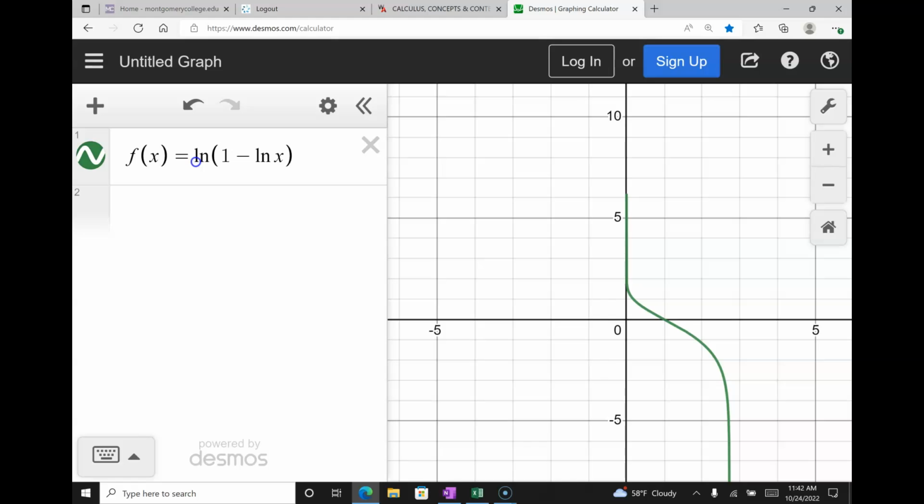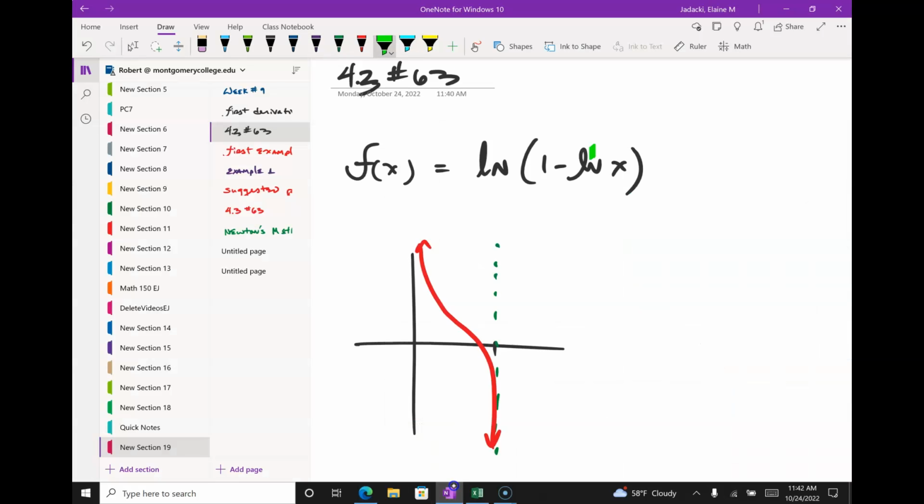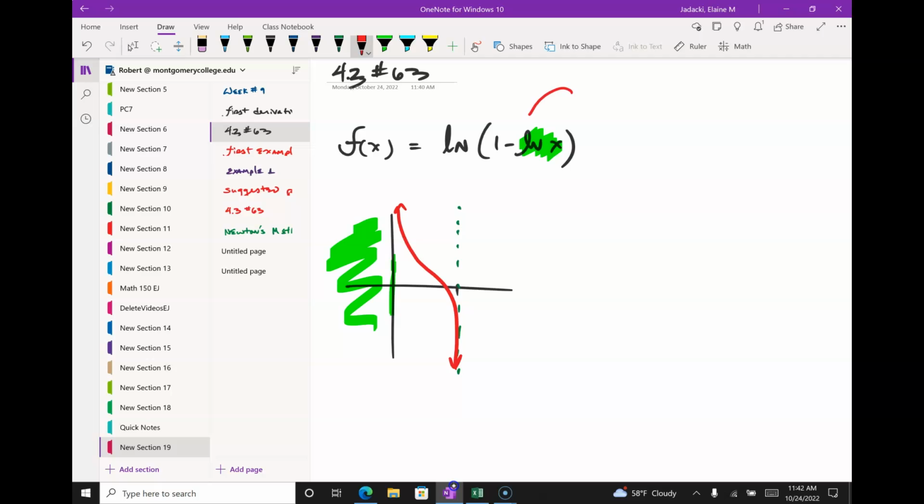And so you can certainly see issues with the domain just with the ln of x. I can't put in a negative or a 0, right? So everything over here is out, including the axis, right? I can't put in negatives or 0 into that ln of x. But that's also true inside, right? So I must know that 1 minus ln of x has to be bigger than 0.